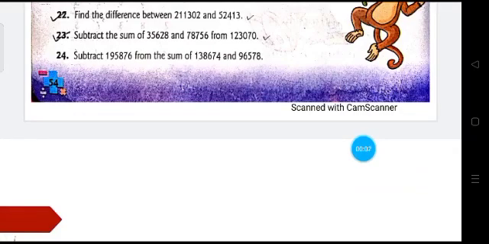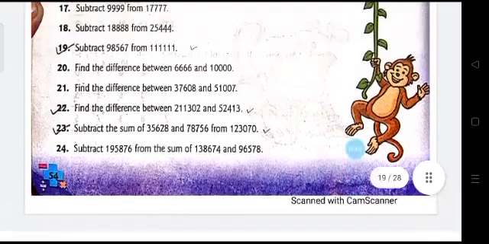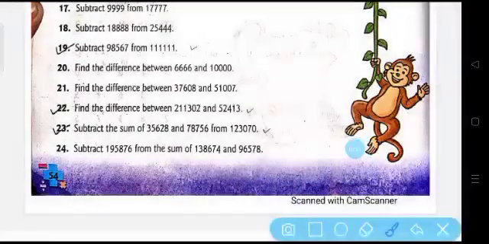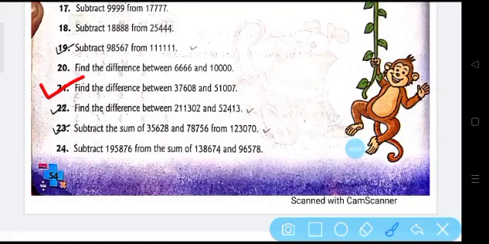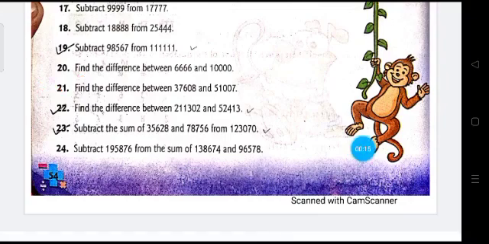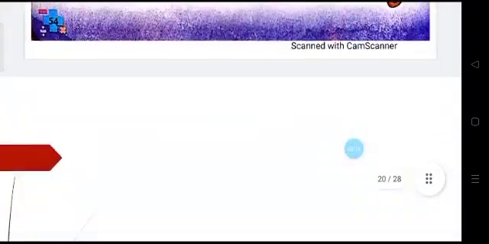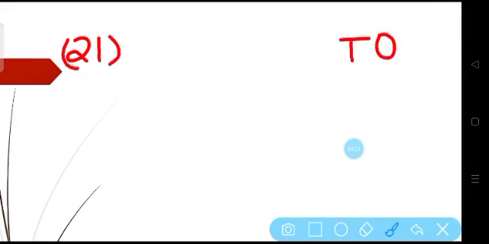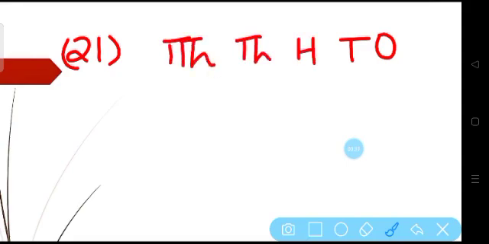Okay students, so now let us do question number 21. Question number 21 is: find the difference between 37,608 and 51,007. Let me write it for you. Again you will be writing the place value chart as ones, tens, 100, 1,000, 10,000. They have given you 51,007.